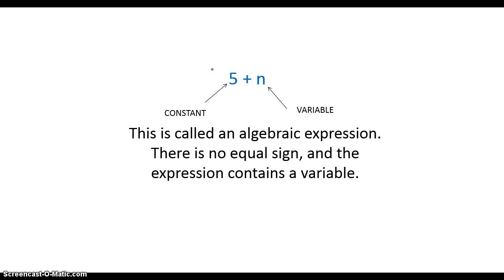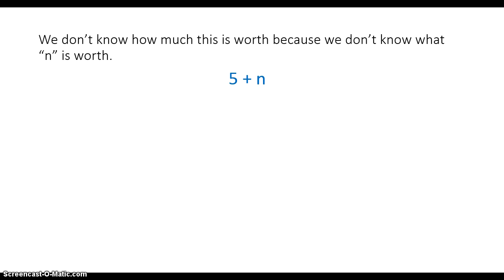However, a variable can change values. It can have many values. 5 plus n is called an algebraic expression because there's no equal sign and the expression has a variable. We don't know how much this is worth because we don't know what n is worth.